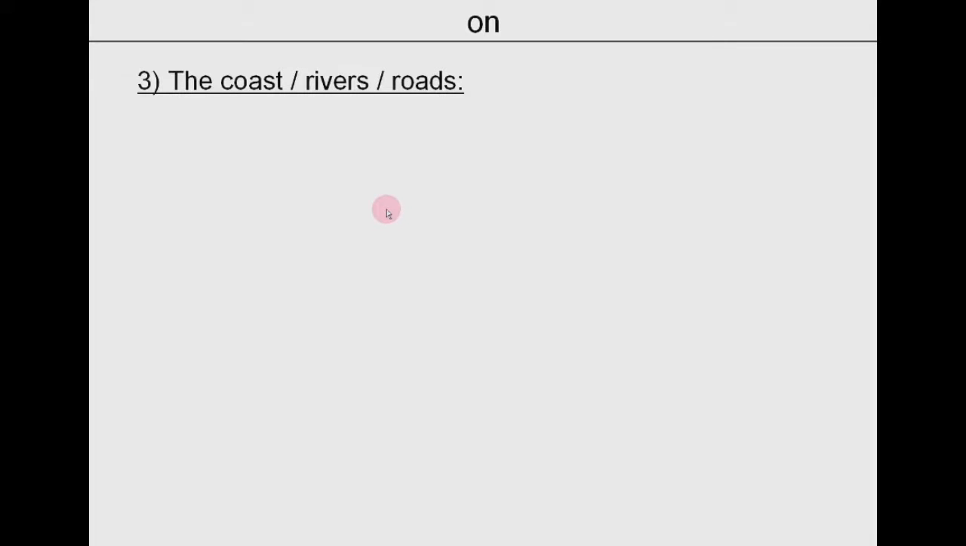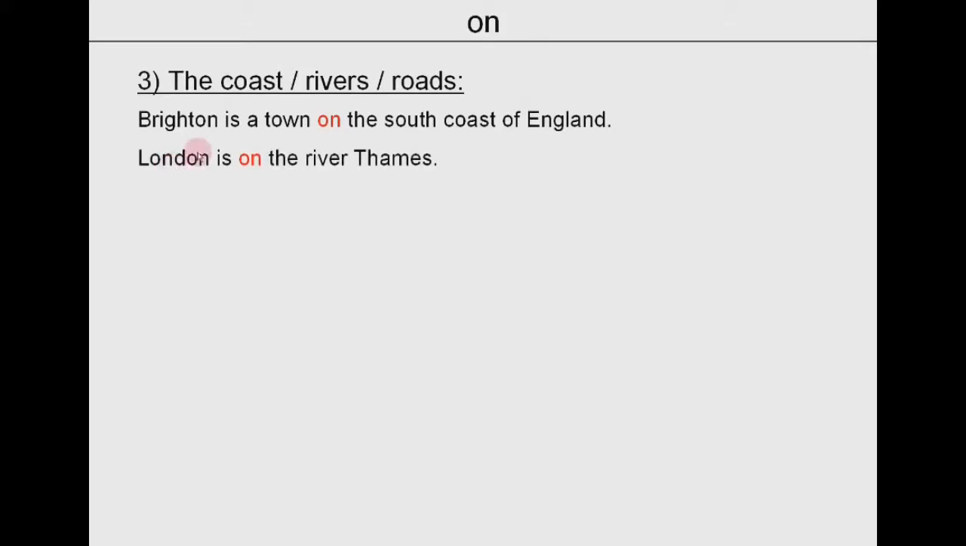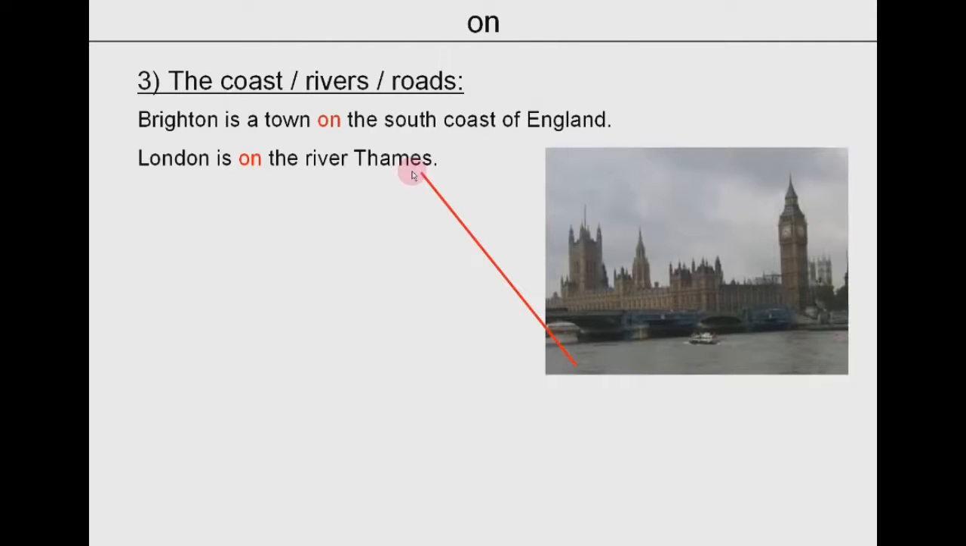We also use the word on when we are talking about something which is close to the coast, or a river, or a road. So, for example, Brighton is a town on the south coast of England. London is on the River Thames. So, for example, here is London, the city of London, and London is next to a river called the River Thames. But we do not say next to the river, we say London is on the River Thames, because it is a river. So a town is on a river, and that means it is next to the river.